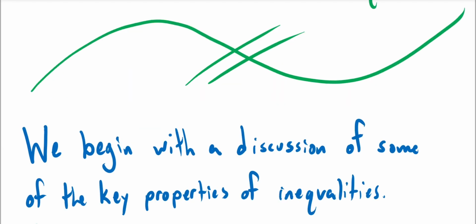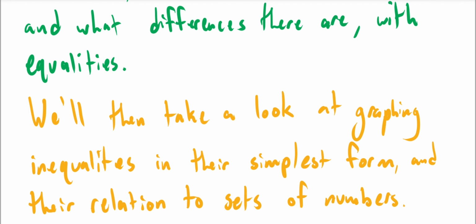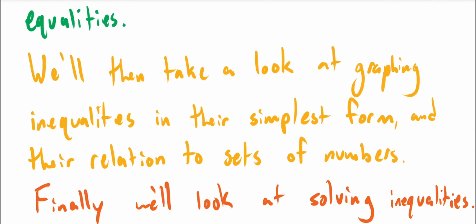So the way the next few videos will work is we'll start with a discussion of some key properties of inequalities. Specifically, I want to look at what they have in common with equalities and what some of the key differences are. In the next video, we'll take a look at graphing inequalities in their simplest form and what the relationship is between graphs of inequalities and sets of numbers. And finally, in the last video, we'll look at solving inequality expressions, both simple inequality expressions and compound inequality expressions.